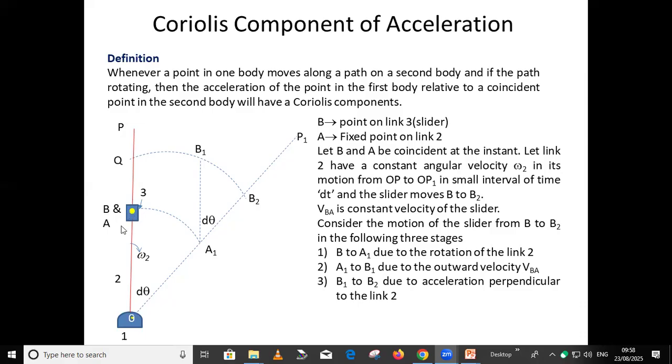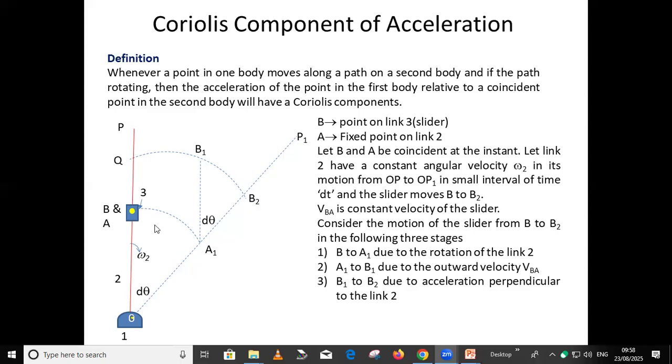So let's say we have points A and B. Point B is on link 3, the slider. A is a fixed point on link 2. Okay. And B and A are coincident at that particular instant. So link 2 is having constant angular velocity omega 2, and it is moving from OP1 to OP1 dash, and slider B moves from B to B2. Okay. So B2 to A1, this motion we are tracing as a rotary motion for link 2, and A1 to B1 motion, that is for this slider motion, we are tracing as an outward velocity sliding motion.